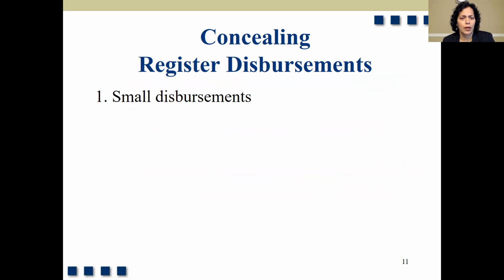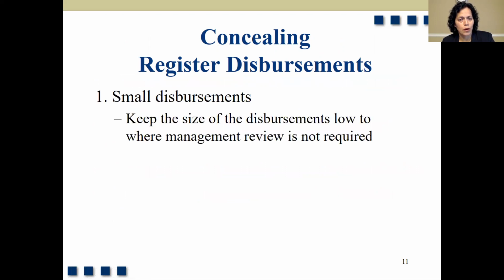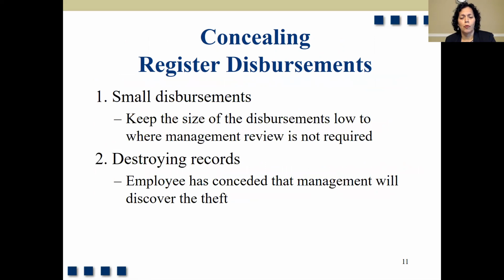Again, how would someone conceal this? Small disbursements, so you keep it below the review limit. Destroy records. You keep no record of what is happening. So in cases that have been brought to light, the employee typically destroys records of what they have done, the voids, along with others.